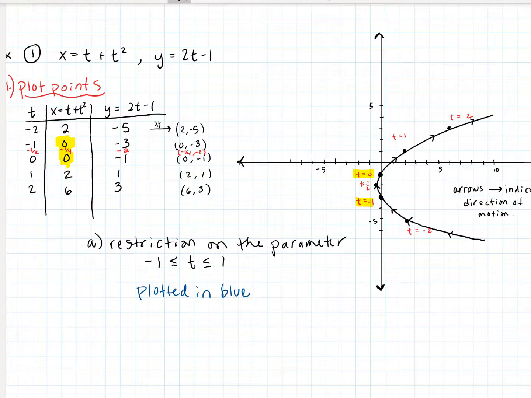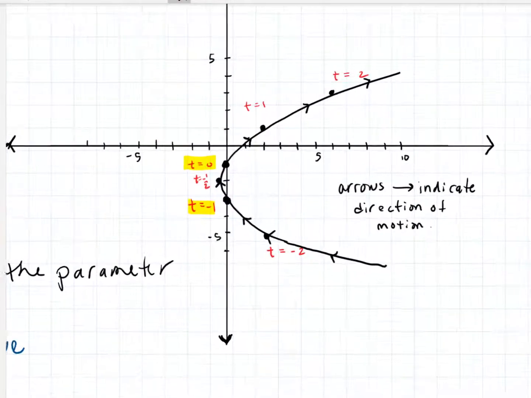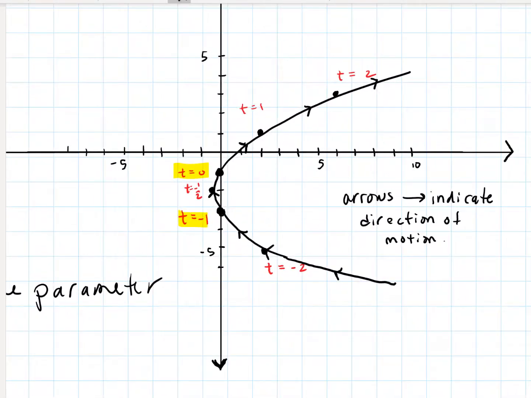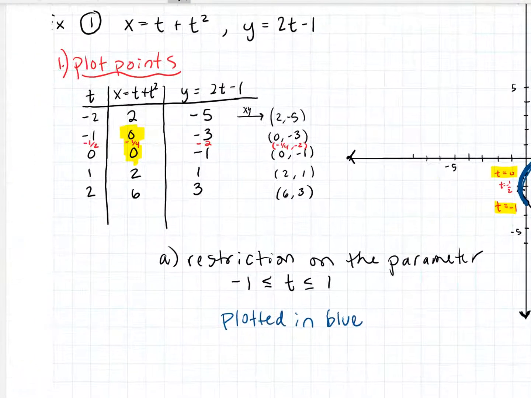So notice what would happen, since we already have this graph. If t was just between -1 and 1, then we would be looking at just the curve that would be plotted in blue. It would be just this little segment of this parabola. We would have restricted the parameter, which restricts the graph, and we would have just that little segment.